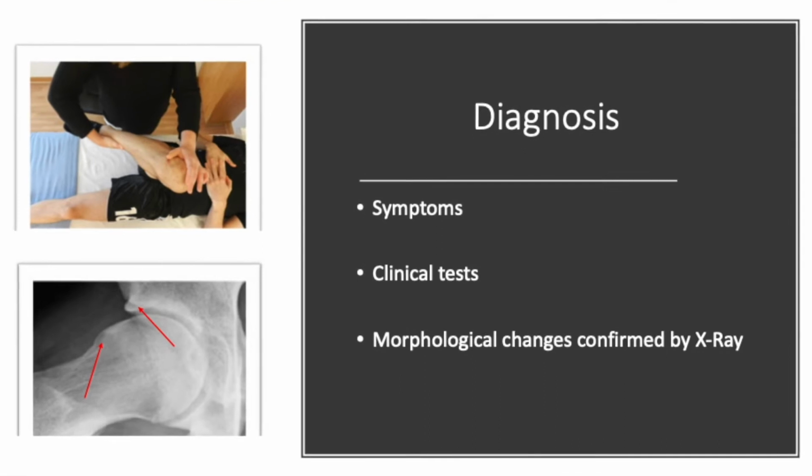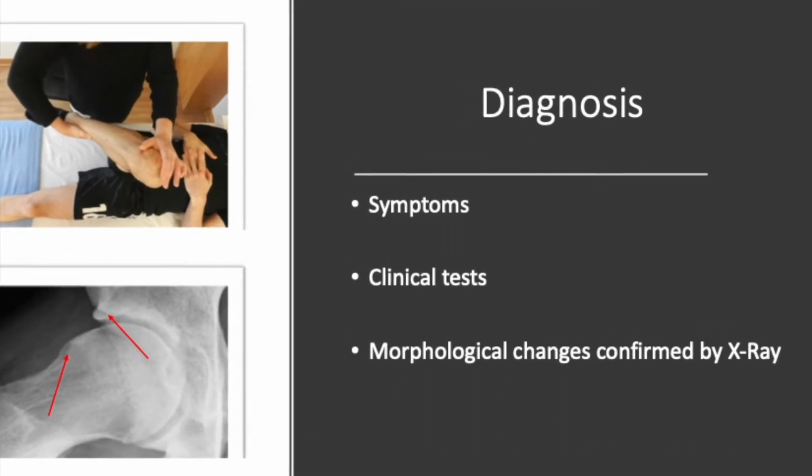Diagnosis comes from the Warwick Agreement, which came out in 2016. So you need symptoms, you need clinical signs, which we'll all be able to do anyway, but then also confirmation by X-ray of morphological changes, where you can see the cam and pincer there.